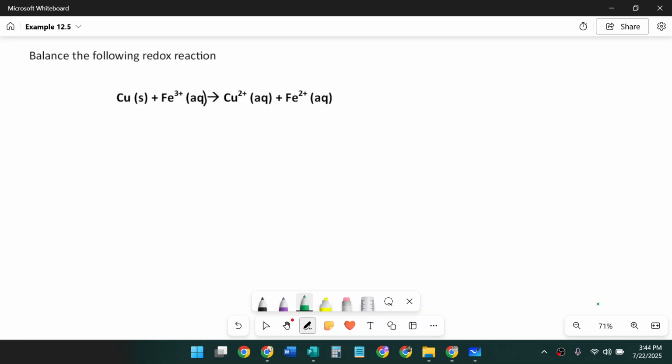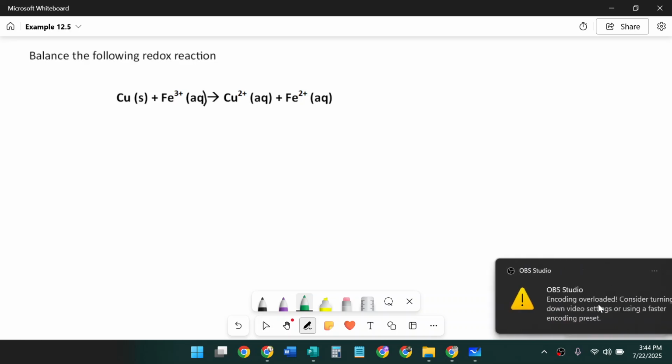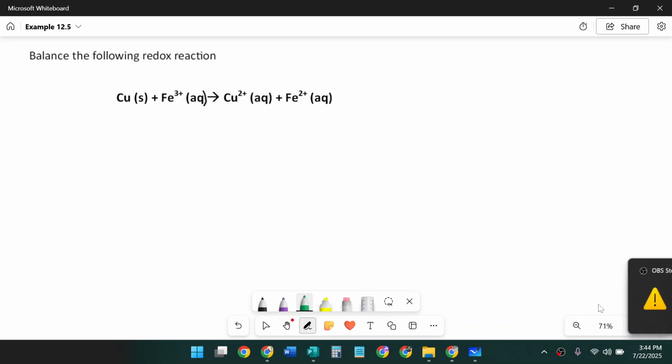This is example 12.5 from Discovering Design with Chemistry, and we're going to look at some redox reactions and get them balanced in this example. Balance the following redox reaction. We have copper plus some iron ions being reacted into becoming copper and iron ions, but with different numbers. So let's first look at the numbers that we're working with here.